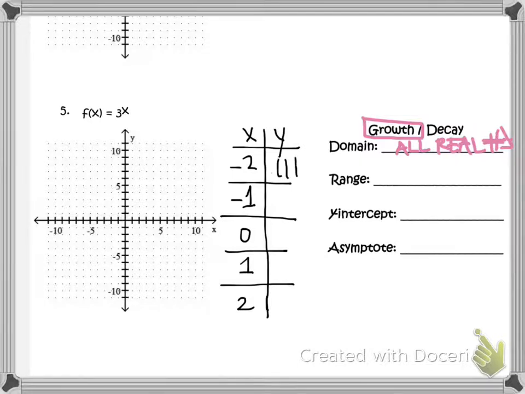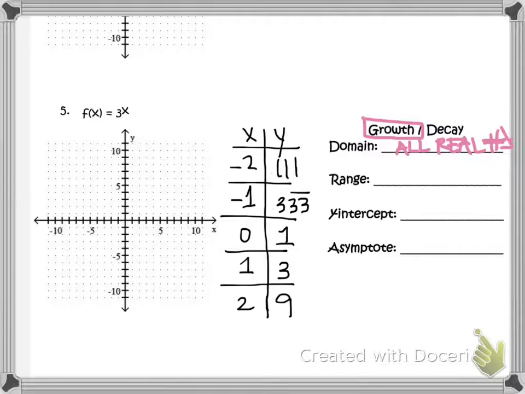0.111. -1, so that's going to be a 1/3, which is 0.333. If you plug in a 0, that's going to be a 1. If you plug in a 1, that's going to be a 3. If you plug in a 2, 3 squared is going to be a 9.